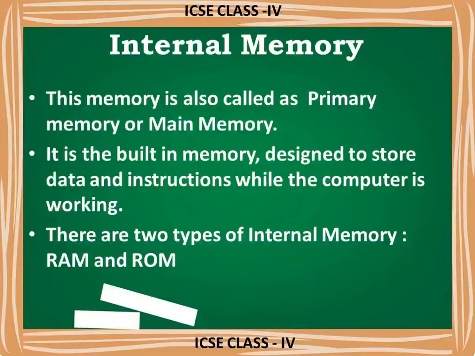Now the point is internal memory. This internal memory, as I told you, is also called primary memory or main memory. It is the built-in memory designed to store data and instructions while the computer is working. So the instructions or data are stored in this internal memory. When the computer is working, this instruction, this data will be used. There are two types of internal memory: one is RAM and second one is ROM. So those are the two types: random access memory and read only memory. Now what is RAM and what is ROM, we'll see.